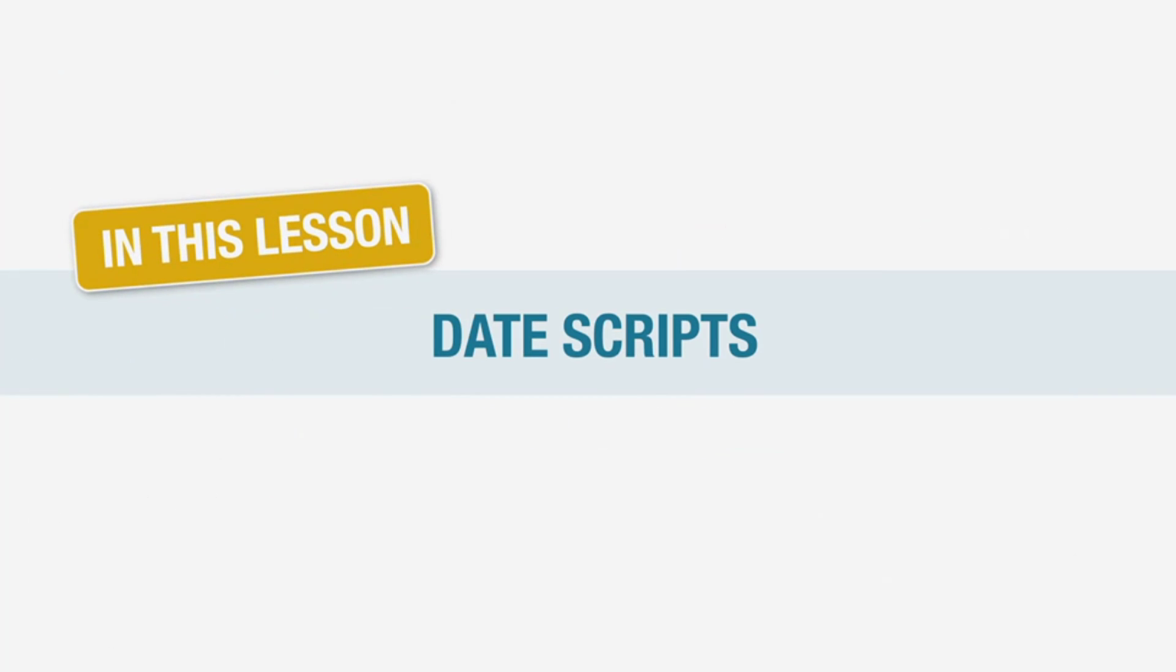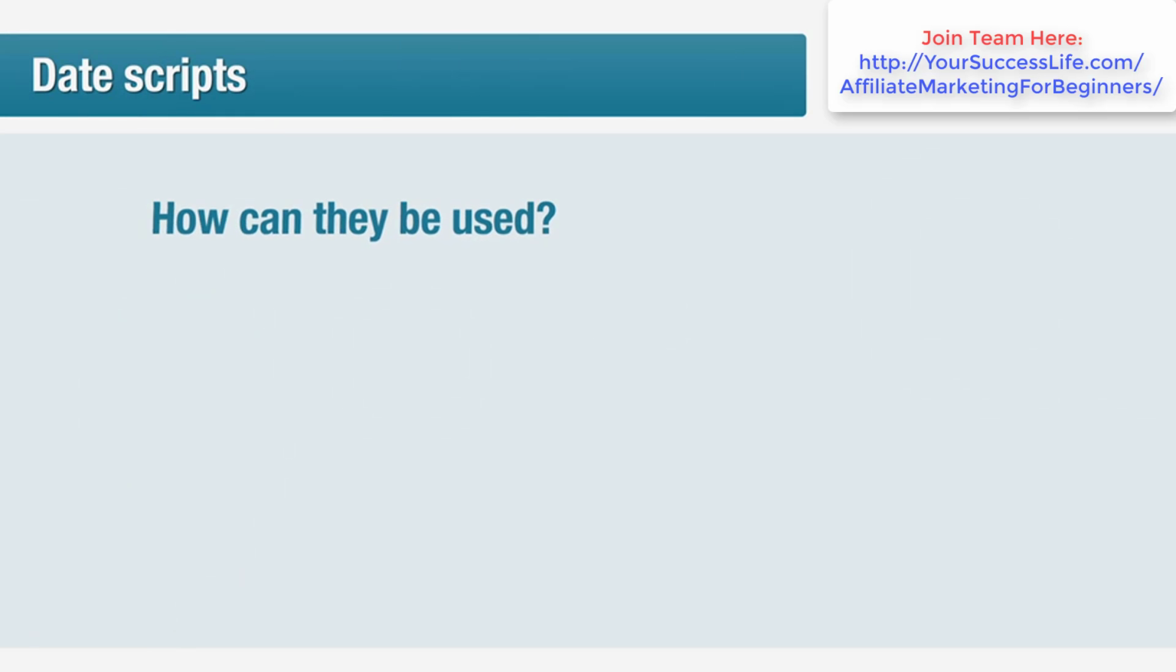What better way to get your visitors to act now than to give them a deadline? "Act now. This offer expires tomorrow." In this lesson, we look at date scripts, the internet marketer's best friend. How can they be used?